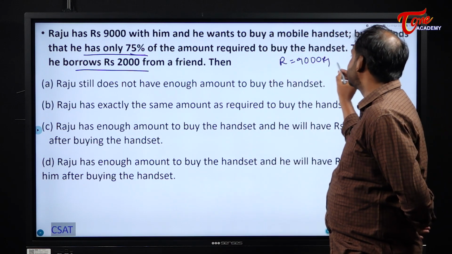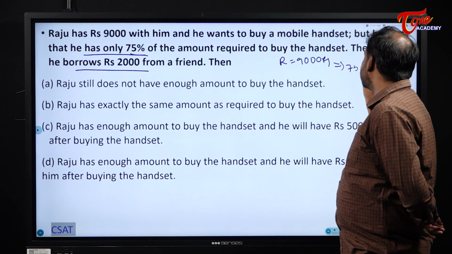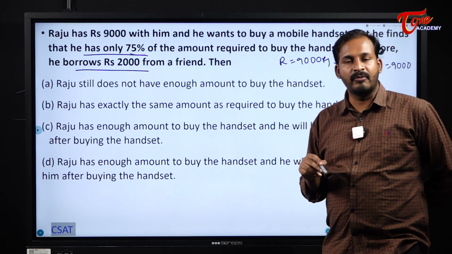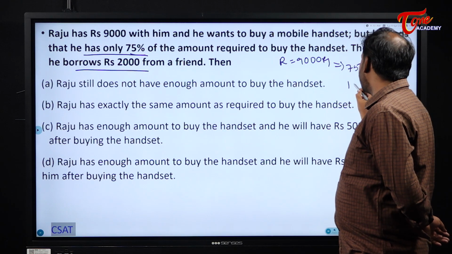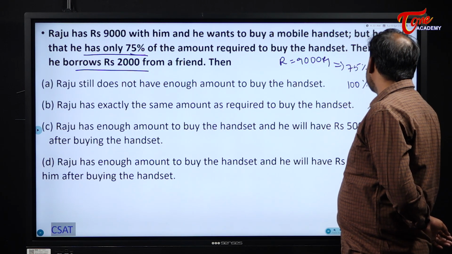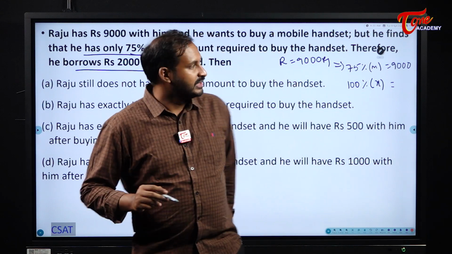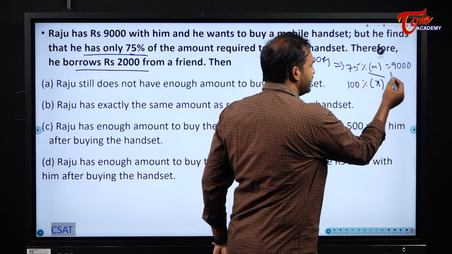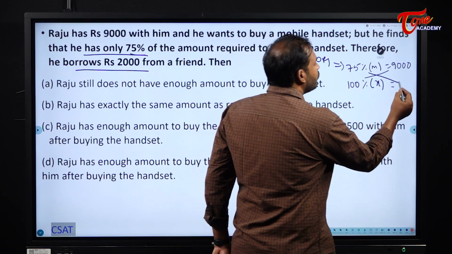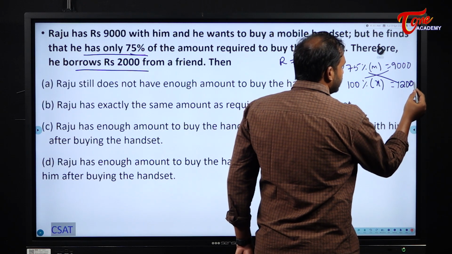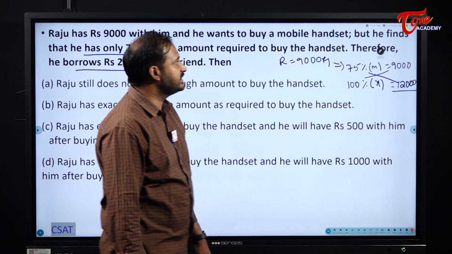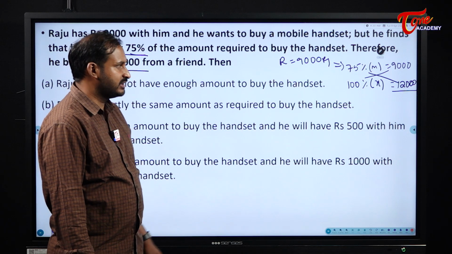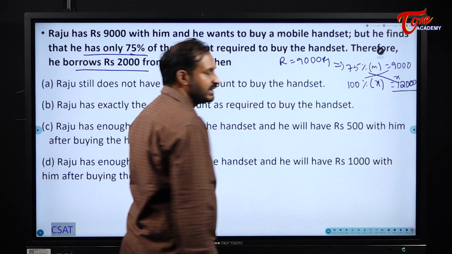He has only 75%. That means what indirectly this tells us is 75% of mobile price is equal to 9,000. Then what is 100%? Please try to find what is 100%. If you observe carefully, students, this is 25 threes and this is 25 fours. Similarly, if you cross multiply it also, you will get the value as 12,000. The value of the mobile handset is 12,000. Assume it as some x and cross multiply them. You will get the answer as 12,000.